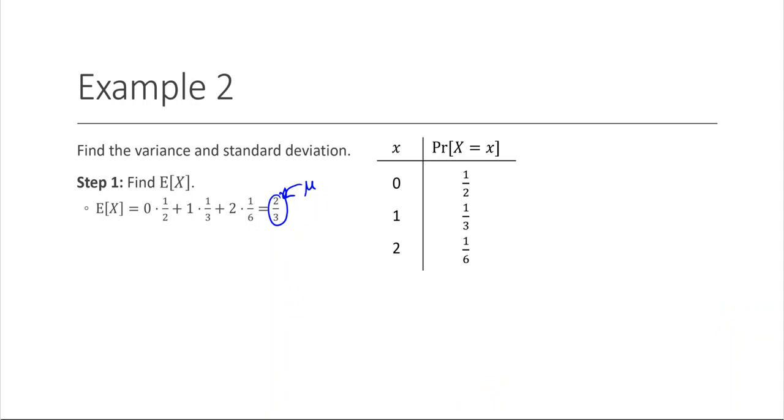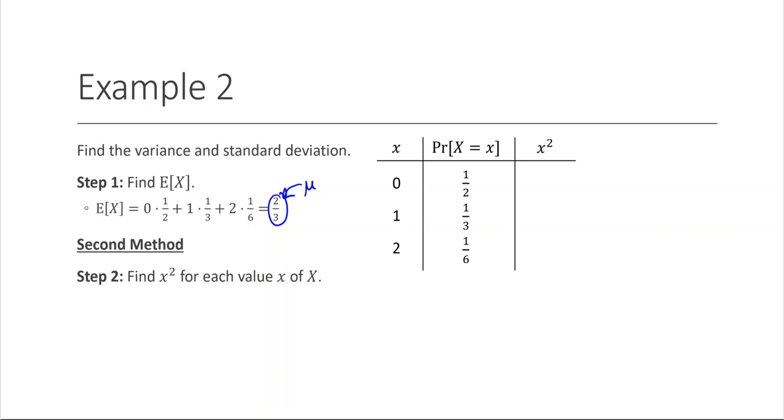Now, I said that there was a second method, and that's using the other formula. In this one, we're going to start by finding x squared for each value little x of big X. When we do that, here we're going to get 0 squared is 0, 1 squared is 1, and 2 squared is 4. And then we take the expected value of this new column, the x squared column, using the probabilities in this second column here, and we get 1/2 times 0 plus 1/3 times 1 plus 1/6 times 4, which all adds up to 1.